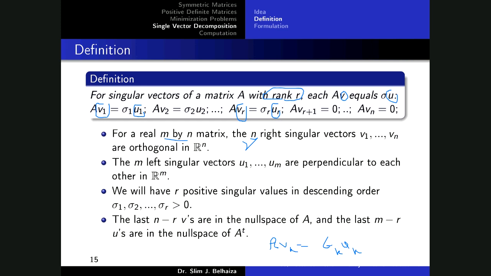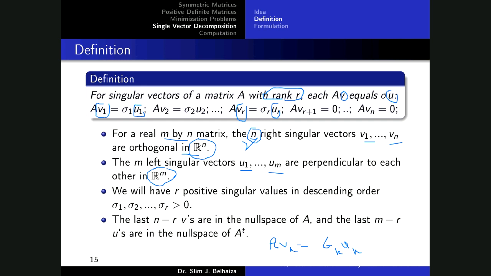So the n right singular vectors, v1 to vn, are in Rn. So basically, we're able to generate a basis in Rn. And the m left singular vectors u1 to um are perpendicular to each other in Rm. Okay? So we were able to define a basis, an orthogonal basis in Rn.